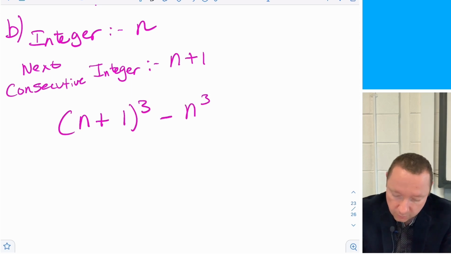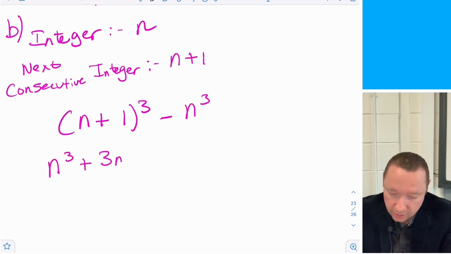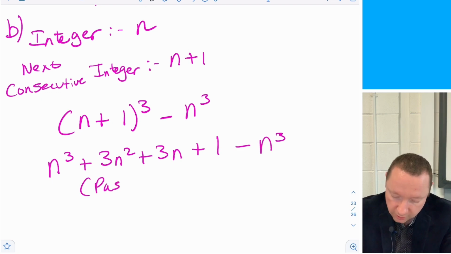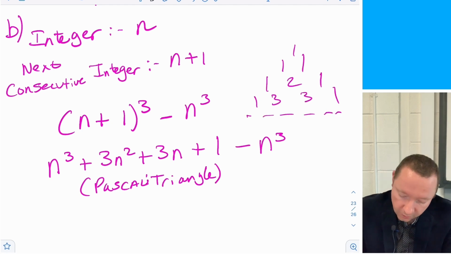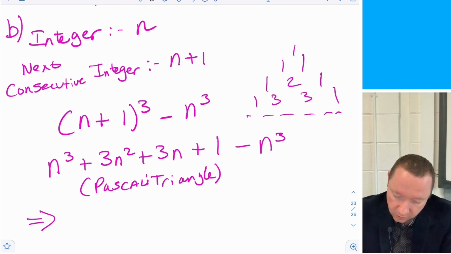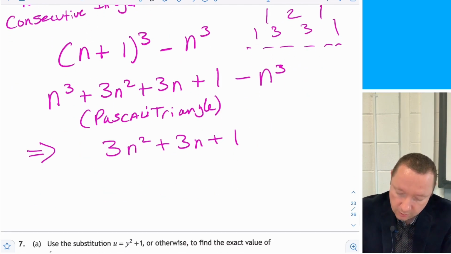minus n cubed. Expanding n plus 1 cubed, we get n cubed plus 3n squared plus 3n plus 1, minus n cubed. We've used Pascal's triangle for that. That implies n cubed minus n cubed is nothing. We've got 3n squared plus 3n plus 1.